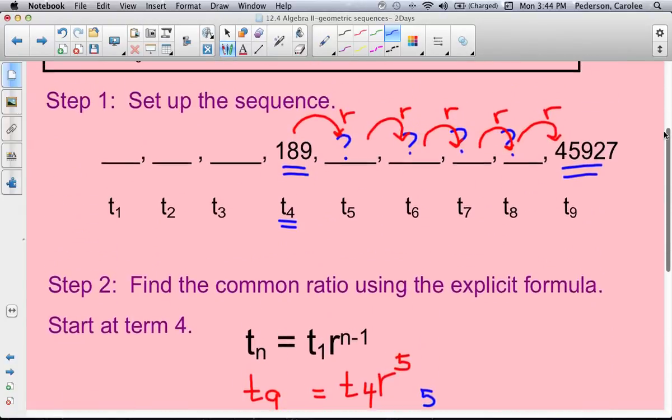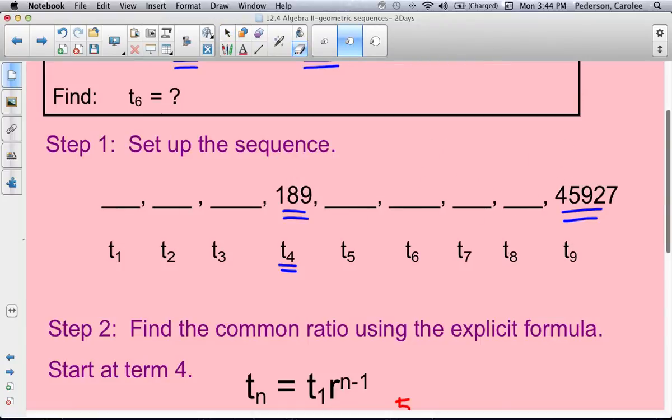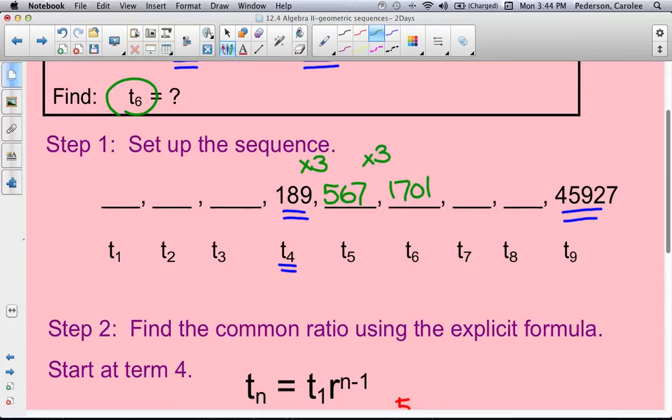All right, so let's answer the question now. I'm just going to erase these common r's. It asks us to find the 6th term. So I'm going to start with term 4, and I'm going to multiply it by 3. So 189 times 3 is 567. Now I'm going to take 567 and multiply it by 3. And I get 1701. Here is my answer for the 6th term, 1701.